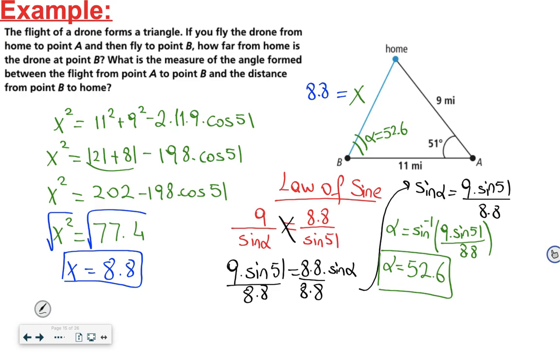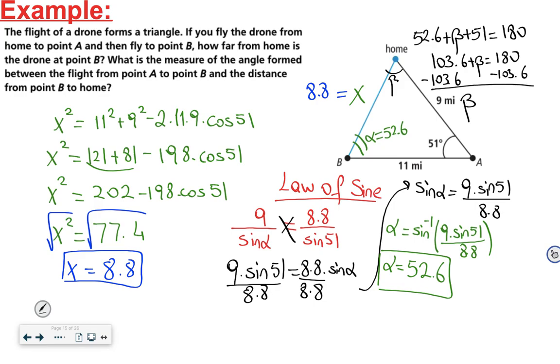To be able to get the last measure of angle, remember that, ladies and gentlemen, the sum of the measure of the interior angles of any triangle is 180. So let's add them up. Let's say that this is beta. Alpha, which is 52.6 plus beta plus 51 will be equal to 180. If we add them up, 51 plus 52.6 will be equal to 103.6 plus beta is equal to 180. Subtract 103.6 from both sides, then you will get that beta will be 180 minus 103.6 will be 76.4.